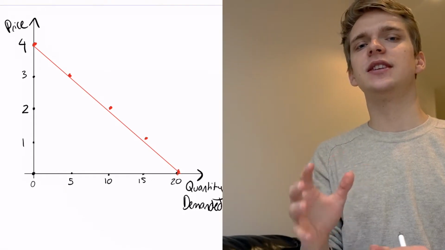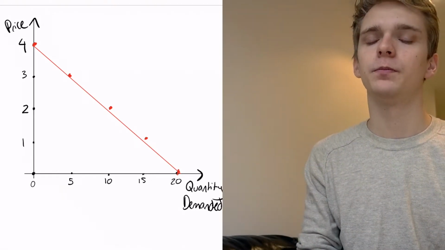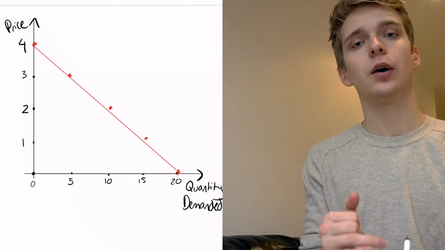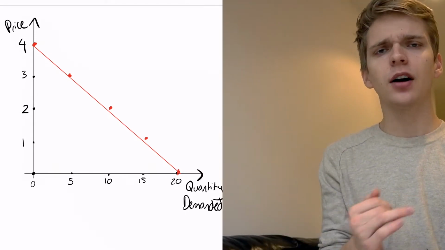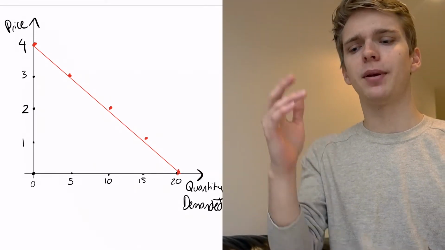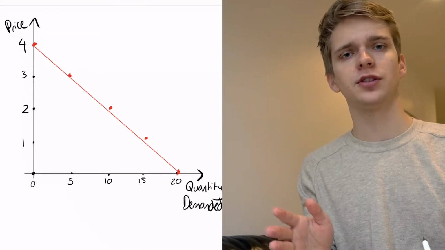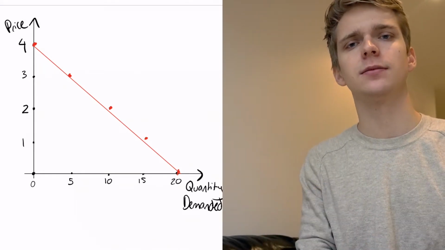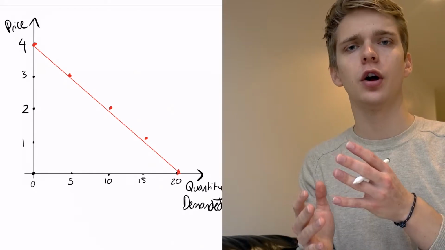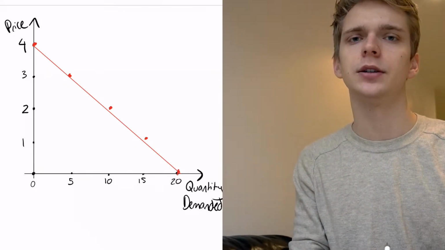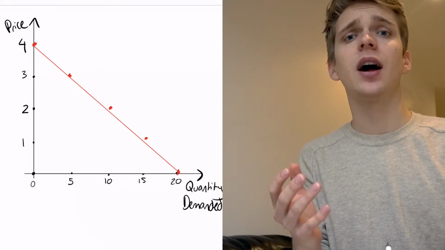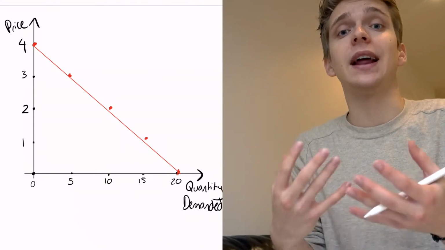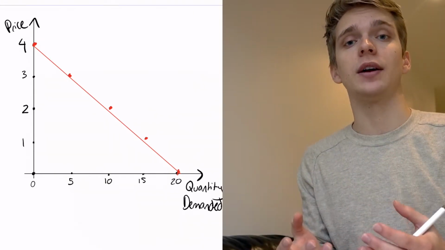Now, what can we see from this demand curve? Well, first of all, it's downward sloping. What does that mean? Well, a downward sloping demand curve implies that as the price falls, the quantity demanded rises, right? As the price goes lower, the quantity demanded is higher. So essentially it's just implying that people are more willing and able to buy goods when the price is lower.